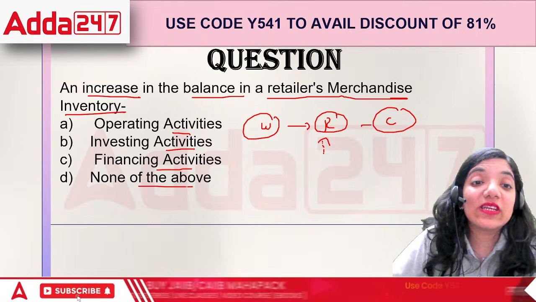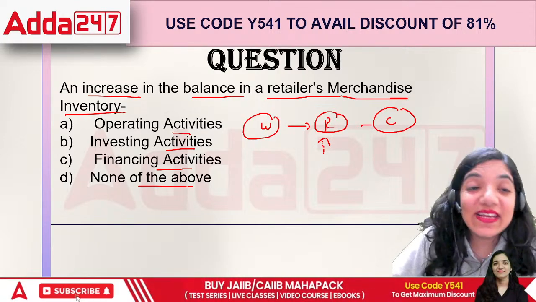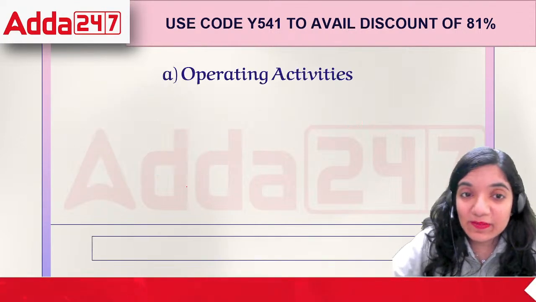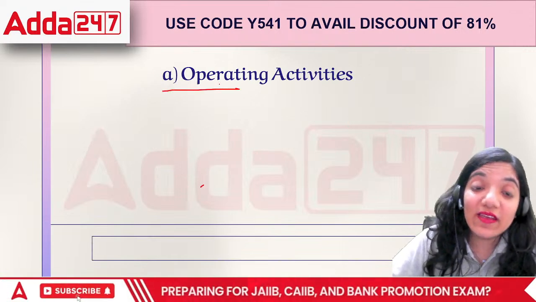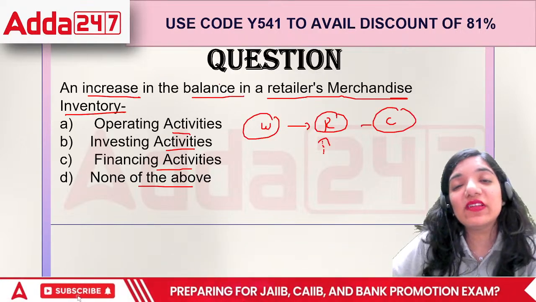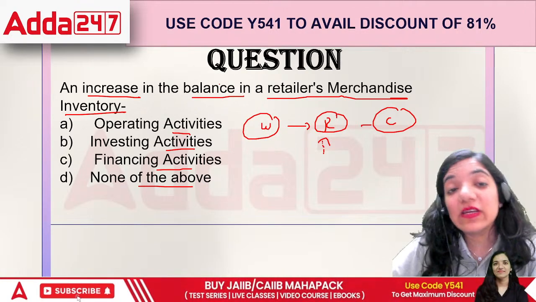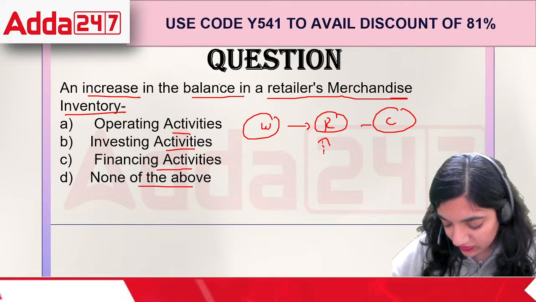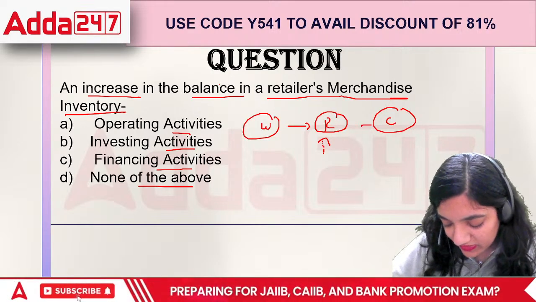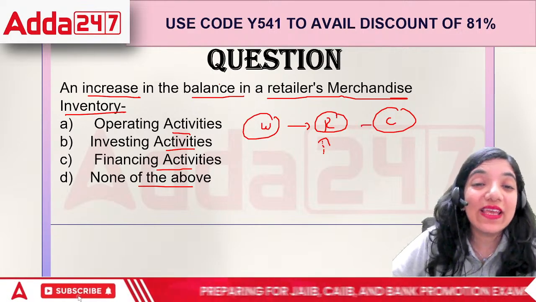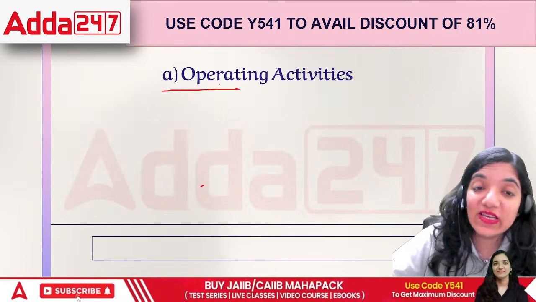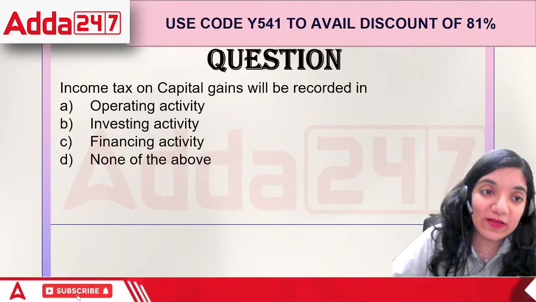If we talk about an increase in the balance of retailers' merchandise, this is a part of operating activities. Why? Because he is working on these goods every single day. This is not something that he is doing for the first time. He had been doing it for years, right? So this is something that he does on a daily basis. So an increase in the balance of retailers' merchandise is operating activity.